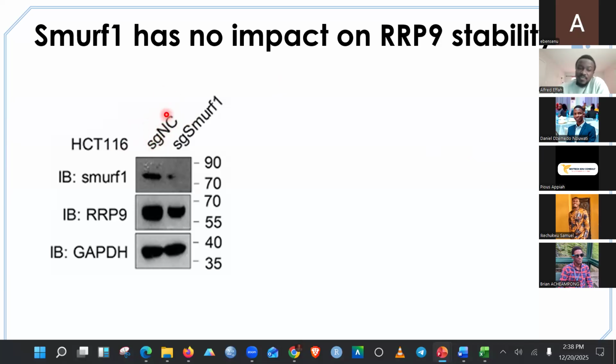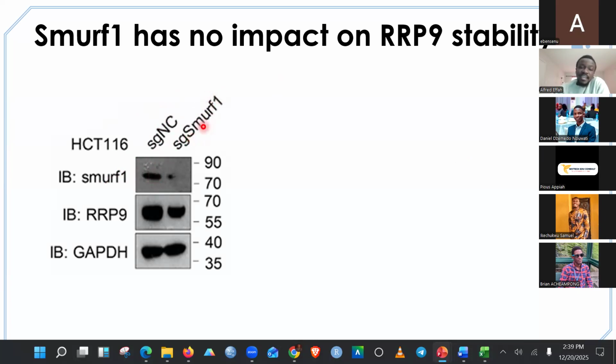So in our negative control, you stain to see if SMURF is present. So it is negative. So SMURF should be present. Nothing has been done to SMURF1. We have not deleted SMURF1. And so when we stain, it is present. Okay, so this is our negative control.